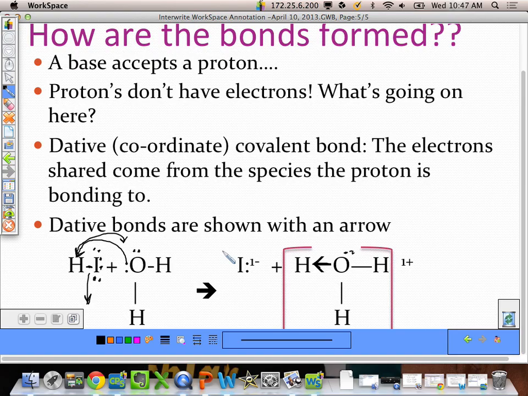Then does oxygen only have 6, or? It is still sharing these 2, but it's sharing very unequally. So it's sharing, but the hydrogen isn't bringing any to the party. But it's still sharing, so it has 8. Good, good, good.